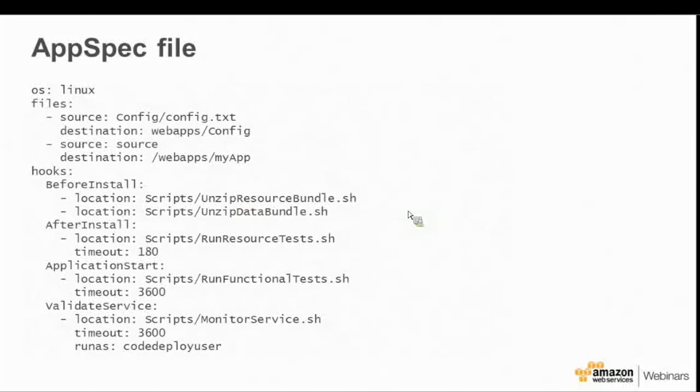The app spec file. So I mentioned earlier that the way a deployment is controlled on any single instance is via this app spec file. So this is literally a piece of configuration that we would expect you to store with your application. You'll bundle it as part of your zip or your tar archive that you're going to store in S3, or you'll check it into GitHub along with the rest of your code. And it's really the set of instructions that we're going to carry out for you when we do a deployment.